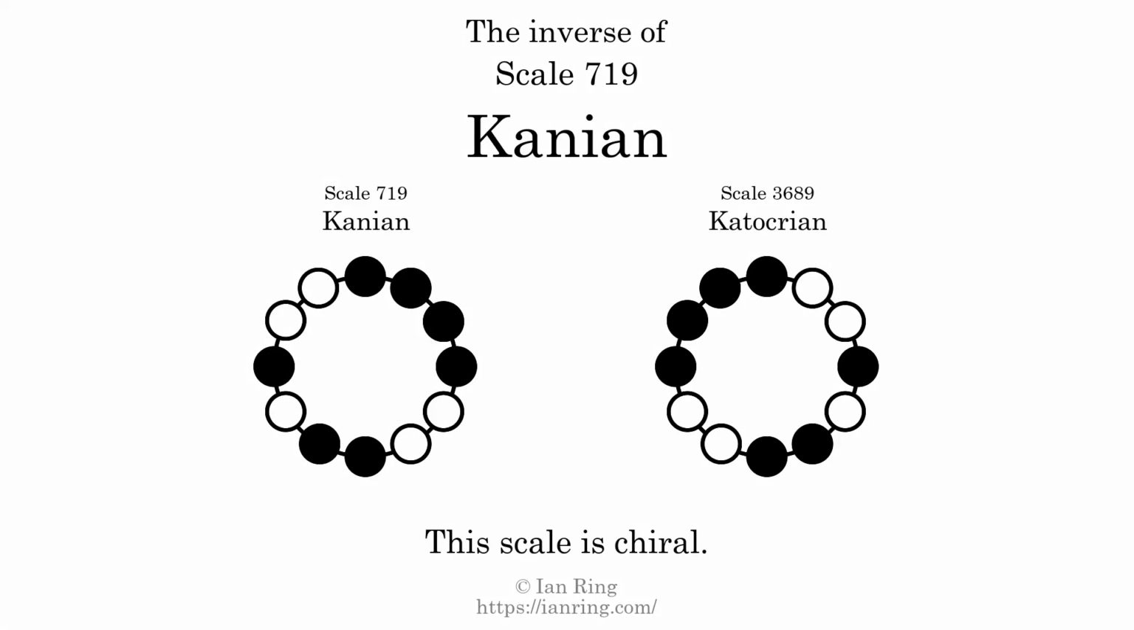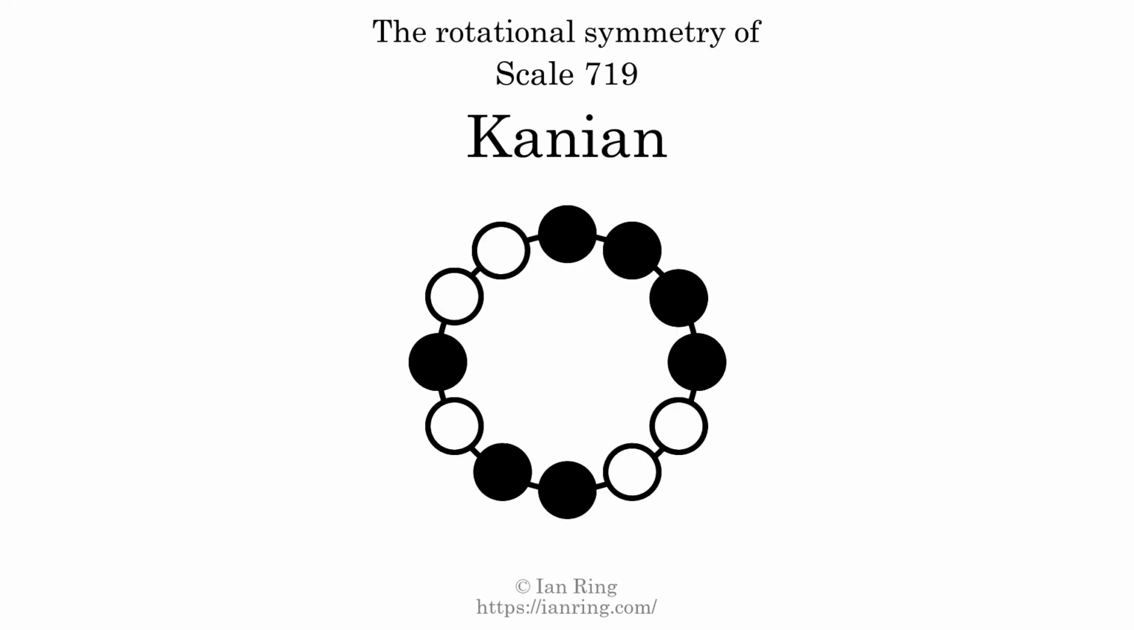The inverse of a scale is a mirror image. It is what you get when the sequence of intervals is reversed. The inverse of this scale is scale 3689, also known as Katocrian. This scale is chiral. It cannot transform into its inverse by rotational transformation. This scale has no rotational symmetry.